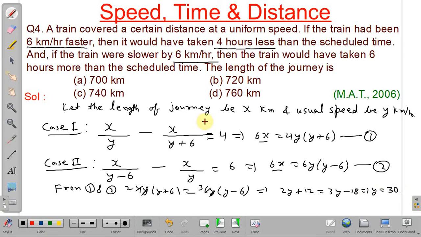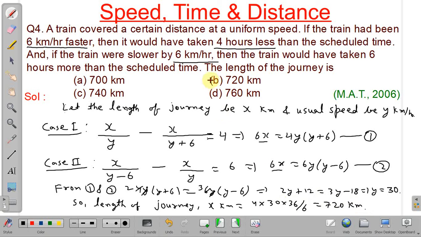But we have to find the length of the journey. So substituting y equal to 30 either in equation 1 or 2, we can find the length of the journey. So the length of journey will be equal to x kilometer. So from equation 1, 4 into y, and y is 30, into 36 divided by 6. So after calculating we will get 720 kilometer. So our answer will be option number B.